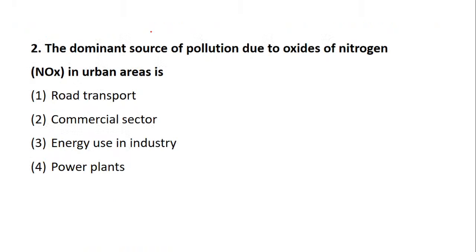The dominant source of pollution due to oxides of nitrogen in urban area. So they are talking about one of the dominant sources from the given options, whether it is road transport, commercial sector, energy use in industry, or power plants. So out of this, which is the dominant sector of pollution due to oxides of nitrogen? Is it in connection with industry, plant, or transportation? So what is the right answer over here?